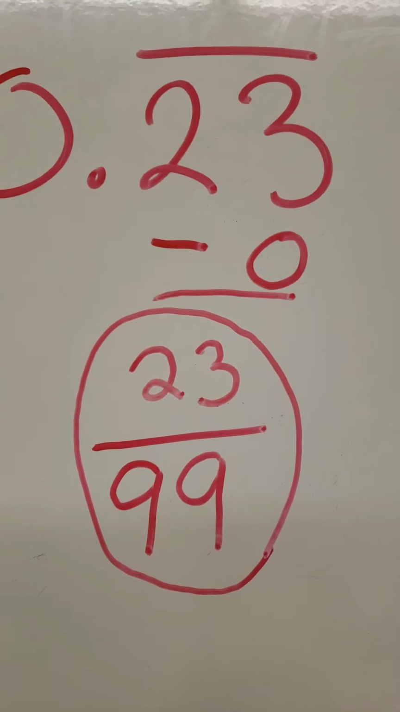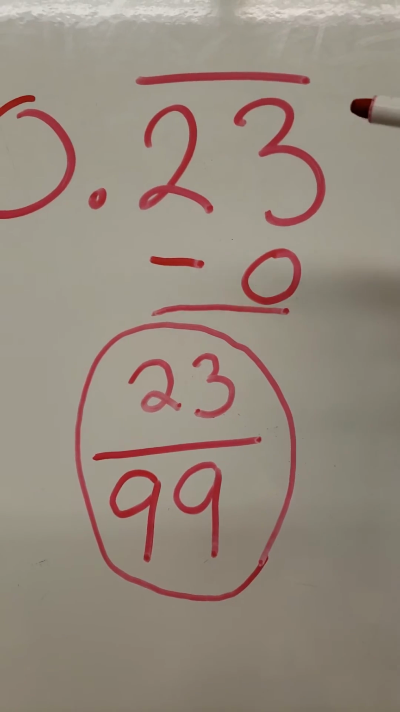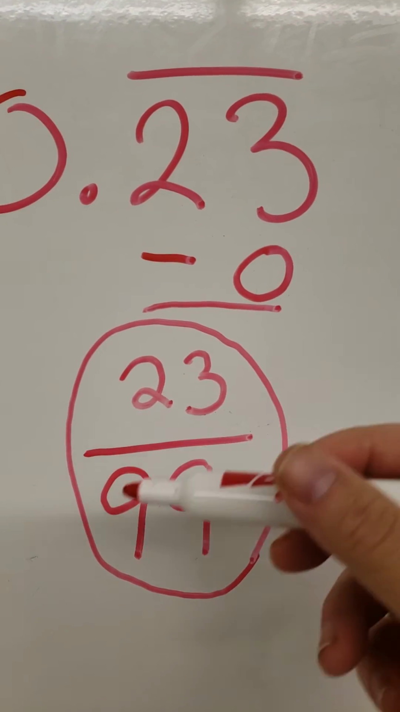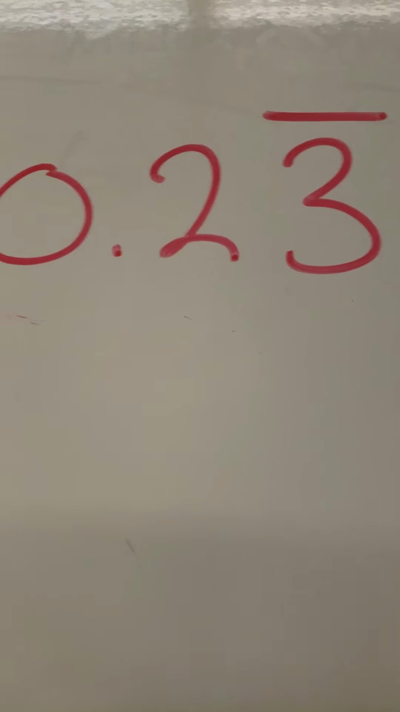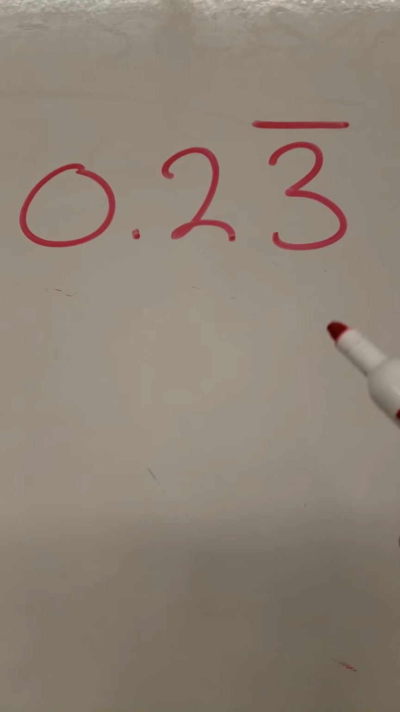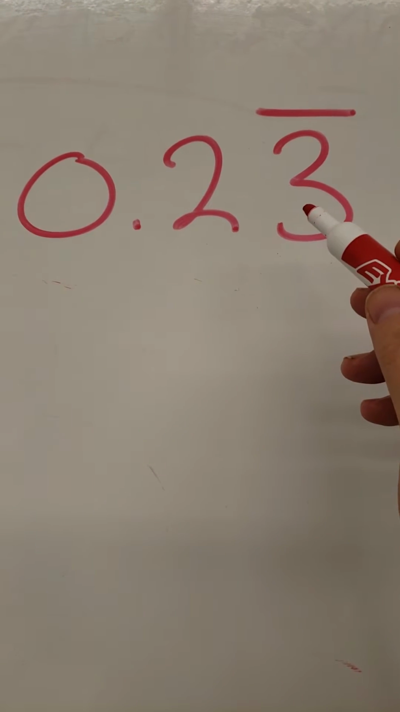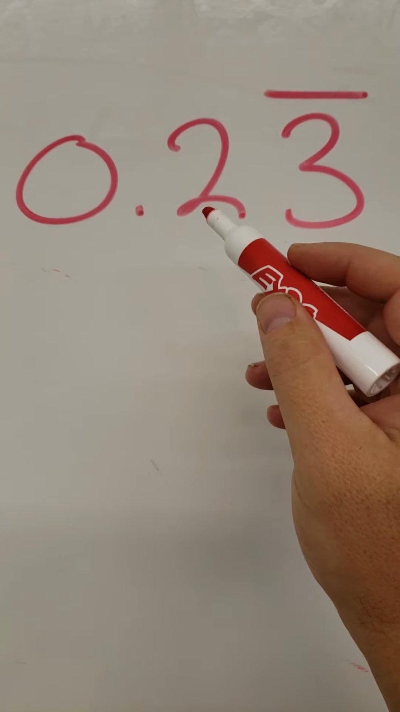So what you may be saying is, well, that's great whenever everything's repeating. I just take that number and put it over top of a bunch of 9s. And it's true. And then you try to reduce. But what about if we have a decimal where not everything is repeating? As you see here, the 3 is repeating, but the 2 is not.